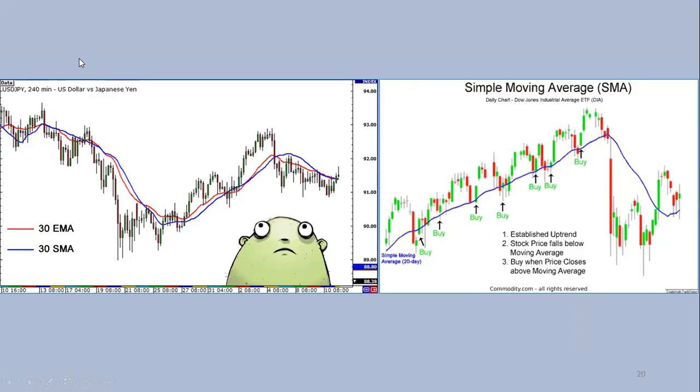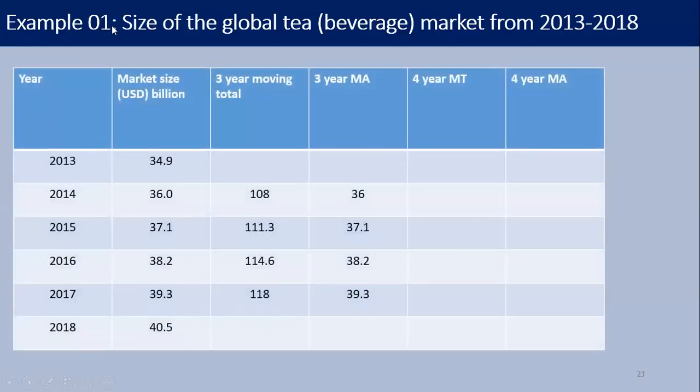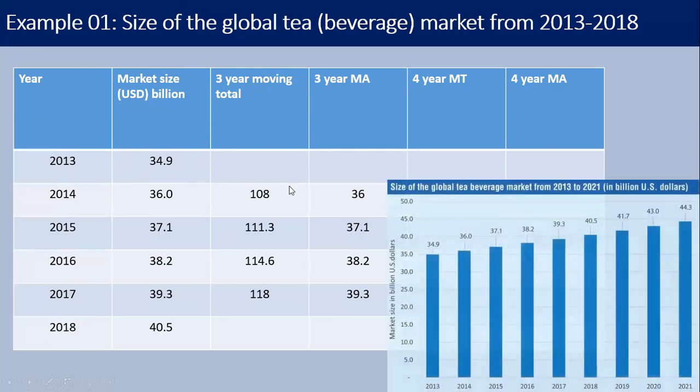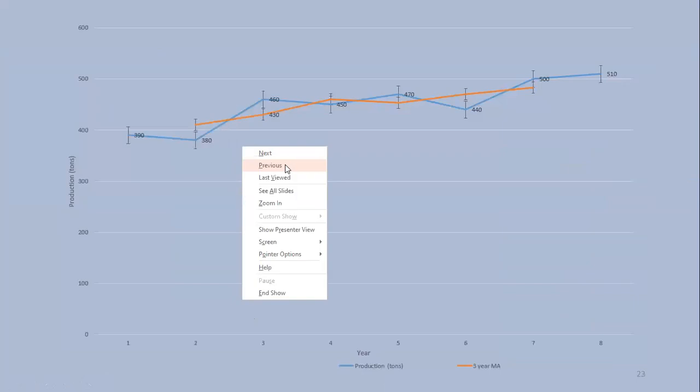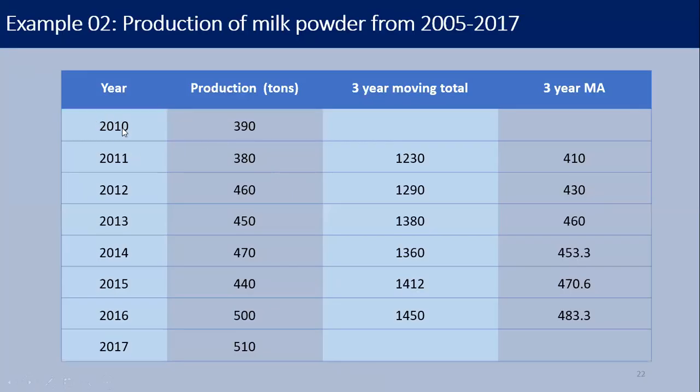Here you can see how the moving averages differ from each other. This is one example related to the food industry. You can see the year and market size for global tea beverage production, and how to calculate the moving average. Here you can see the production of milk powder from 2005 to 2017. How do we calculate the moving average? From 2010 the production is 390 tons, 510 tons.